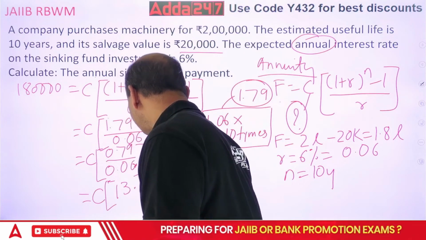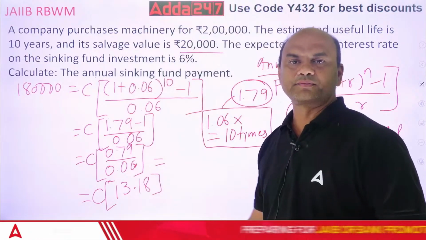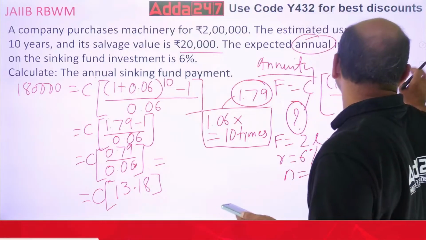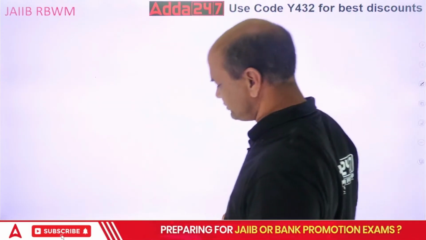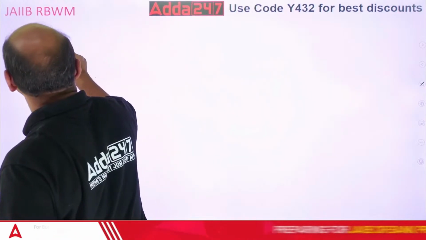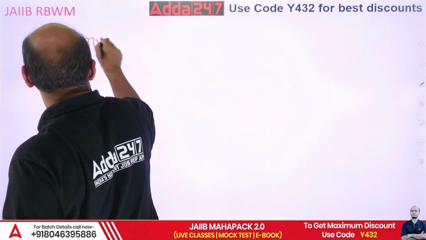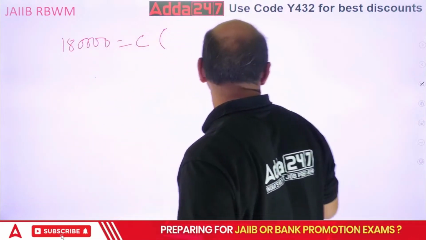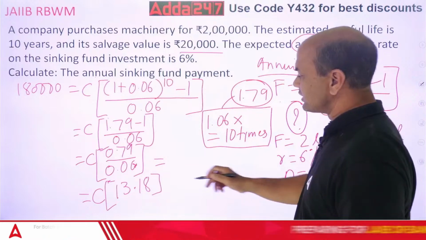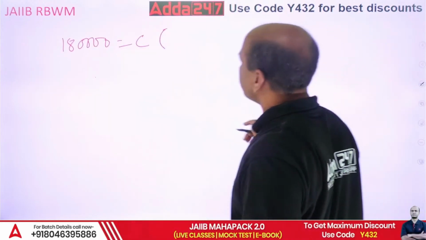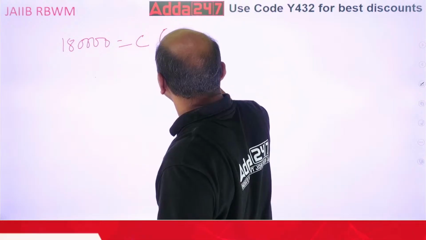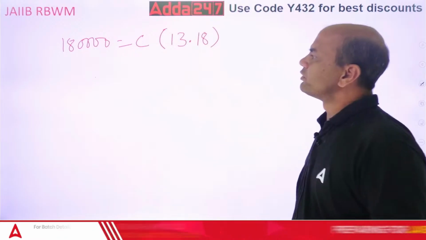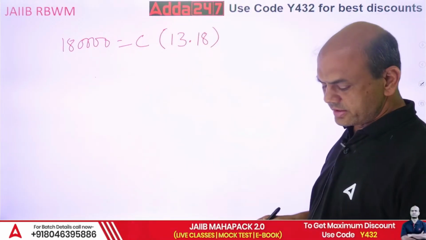13.18. So now what is the equation you are getting? The equation is, see this, 1,80,000 equals to C into, what was it? 13 point something, right? So let's get the exact figure. 13.18. Okay? So 1,80,000 equals to C into 13.18. Do it, everyone.